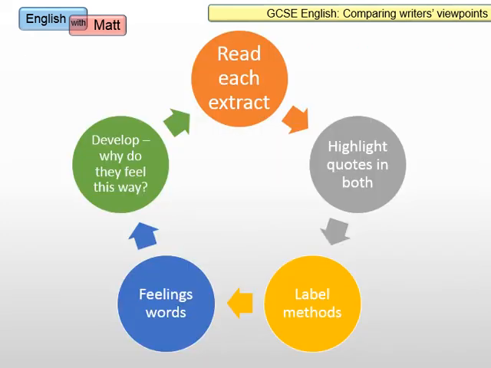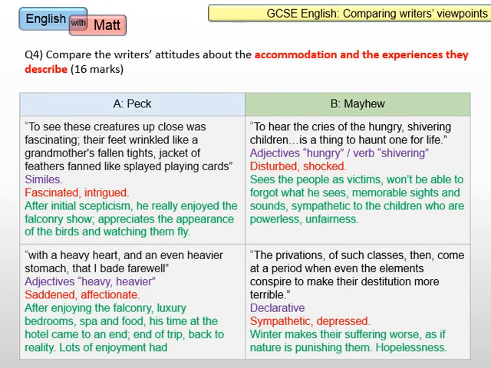The last thing that we have to do is the green bit, which is try and develop this. Why do they have the attitudes that they do? Why is Peck intrigued? Why is Mayhew angered? We need to try and work out why they are feeling that way. And again, it might be useful to put yourself in the shoes of the writer, because chances are you would feel the same as they do based on what they tell us that they see and hear, etc. So lastly, in green here, we have some ideas about why they have the views that they do.